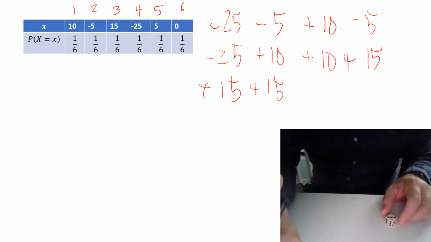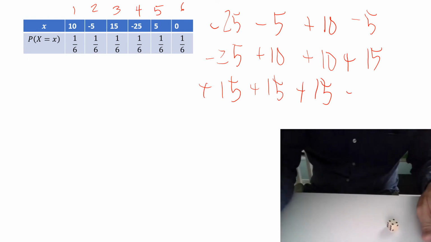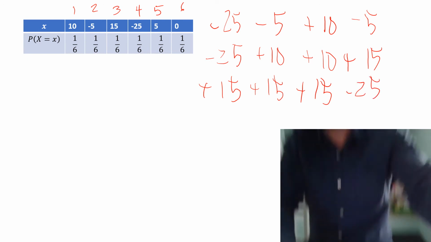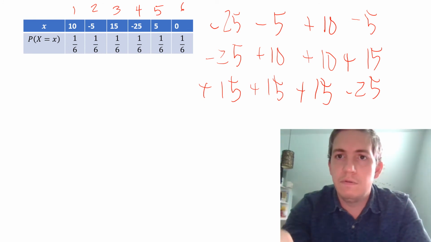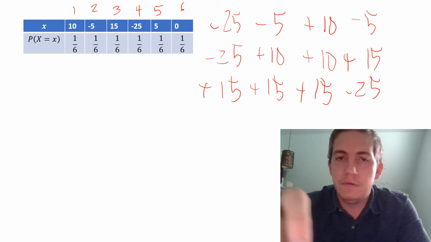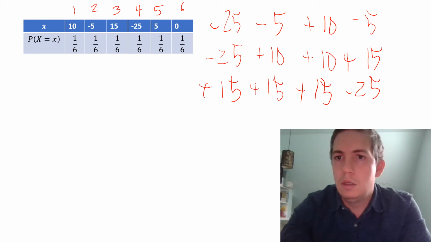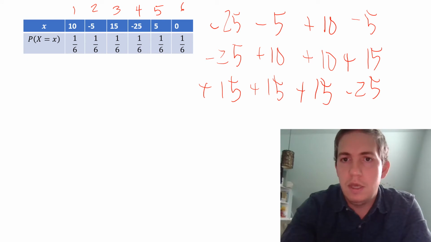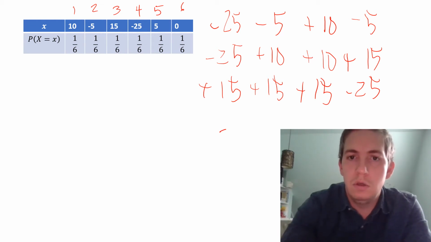A 3, so 15 points. And a 4, so minus 25 points. So let's see how many bonus points you would get on the exam. So we got negative 25, negative 30, negative 20, negative 15, negative 40, negative 30, negative 20, negative 5, 10, 25, now we're up to 40, and then 15. So this is equal to 15 points.